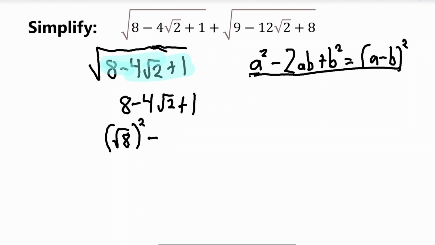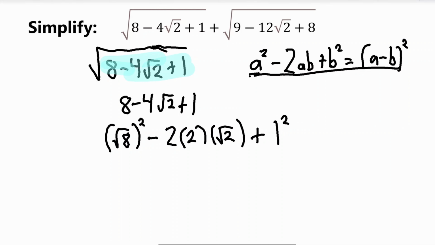Minus, so I want to get a 2 here, so I'm going to factor out a 2 from the 4 square root of 2. The 2 can just be taken out of the 4, which will give me 2 times the square root of 2, because this is the same thing as this. And then 1, if we square root it, is just 1, so we can write 1 as 1 squared. Okay, so this already looks more similar to this equation.